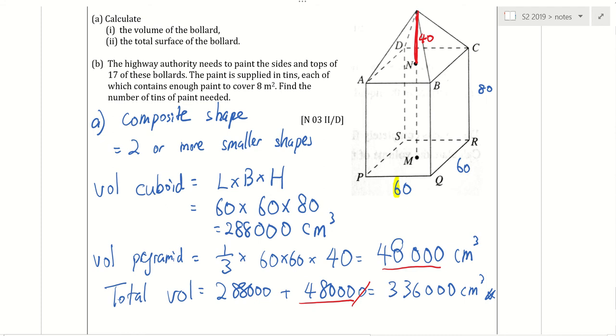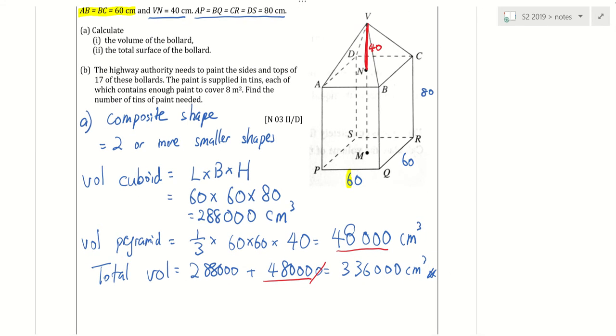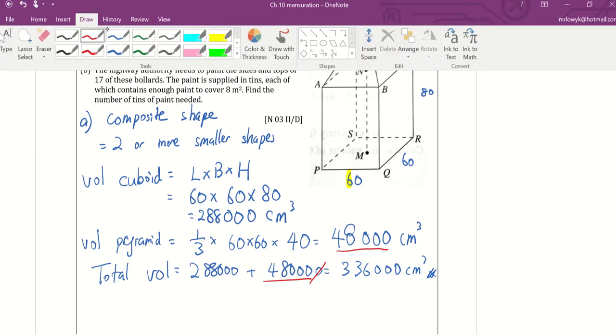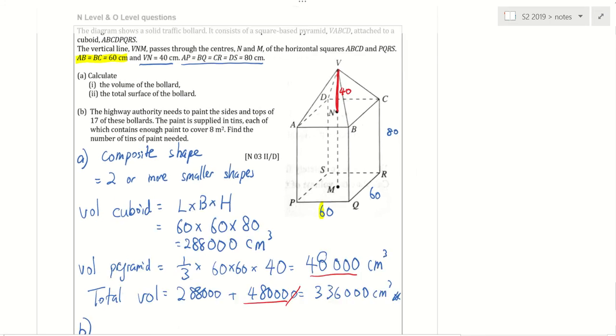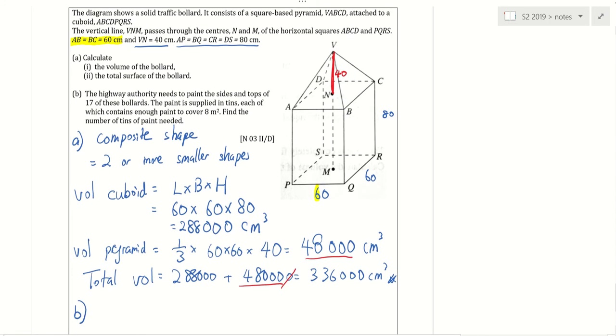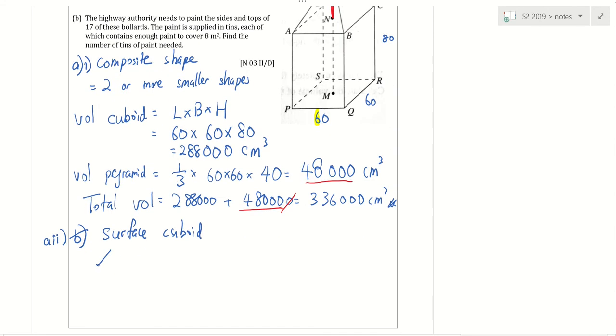Right. What about the surface area of the, how do you pronounce this word? Bollard. Okay, let's find the surface area of the cuboid first. A part 1, then A part 2. Okay, let me draw the cuboid again.